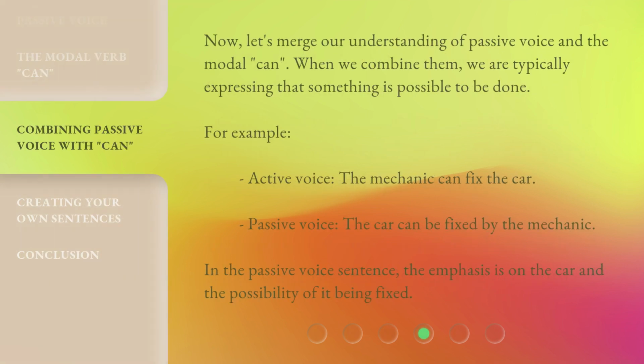Now, let's merge our understanding of passive voice and the modal can. When we combine them, we are typically expressing that something is possible to be done. For example, active voice: the mechanic can fix the car. Passive voice: the car can be fixed by the mechanic. In the passive voice sentence, the emphasis is on the car and the possibility of it being fixed.